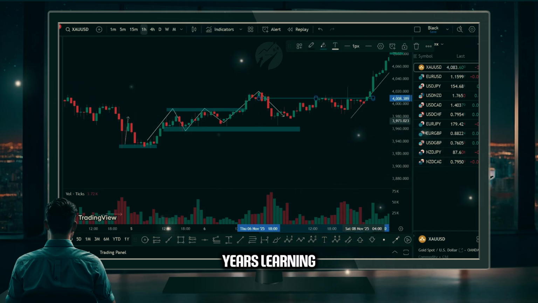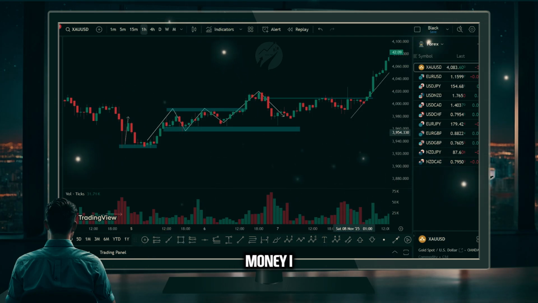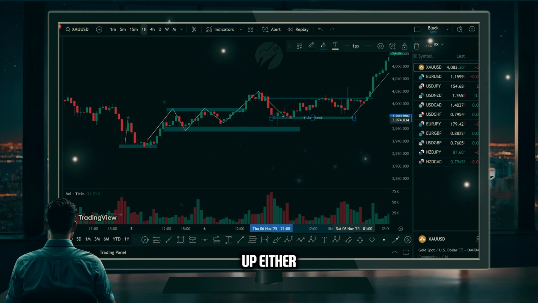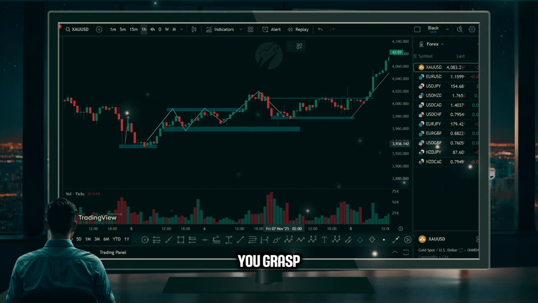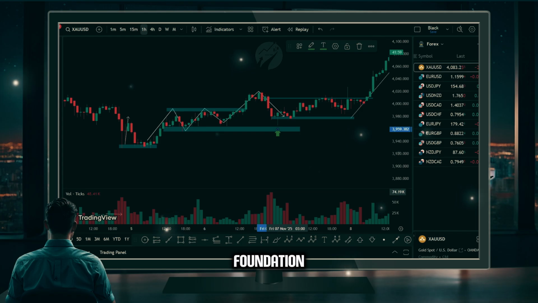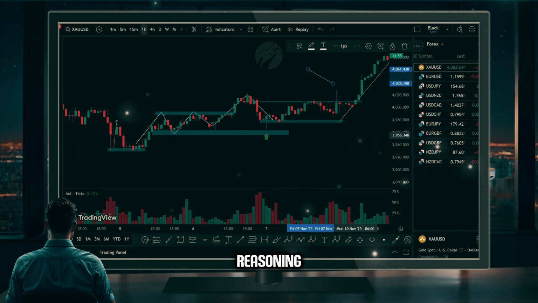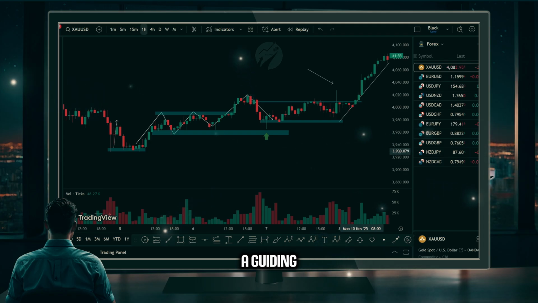I spent years learning these things. I lost money. I was confused, doubtful of myself. But I didn't give up. And I want you not to give up either. Because once you grasp these lessons, you have a solid foundation. You are no longer gambling. You are becoming a trader with reasoning, with a system, with a guiding light.